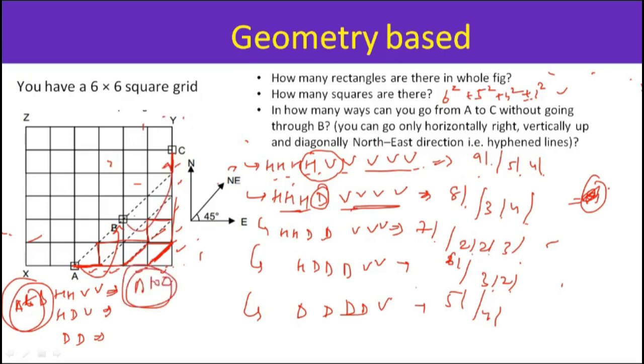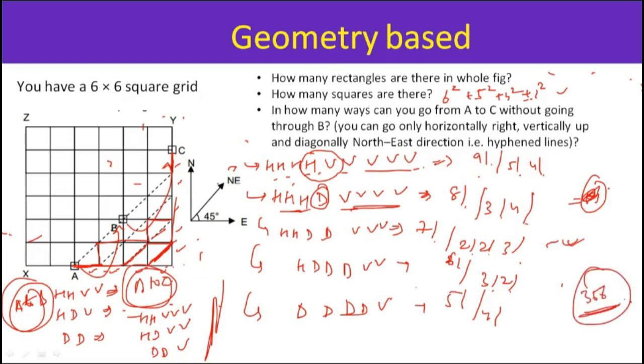How will you find B to C? 2 horizontal, 3 vertical, right? So H H V V V, H D V V, and D D and V. Again, 3 cases. Solve it. Multiply these 2 cases. It will give you A to B and then B to C, and then subtract it from what we had earlier, and you will get your answer, whatever it comes. I think it should come out as 356, but yeah, you can go back and check it. 356 should be the answer.